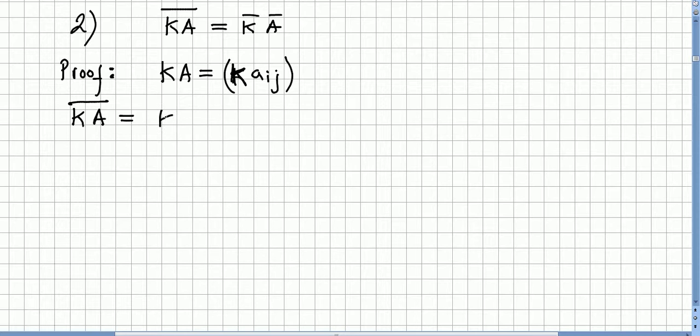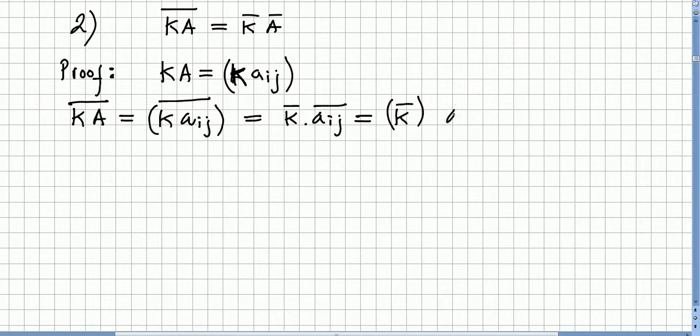Since KA is this, KA conjugate will be K Aij conjugate. And this is nothing but K conjugate times Aij conjugate, since this is a product. And this is nothing but K conjugate times the matrix A conjugate. You can check the entries are all the same. So the conjugate of KA is the same as K conjugate A conjugate, and that concludes the proof.